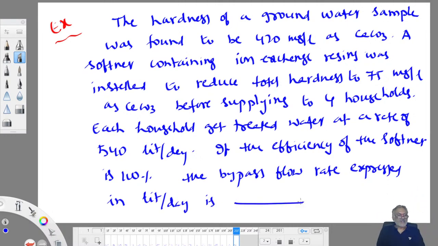Now this question has been asked in GATE 2016. Come on, try all of you. I'll give 1 minute to you. Let me see how many of you work it out. Using common sense, you can work it out.